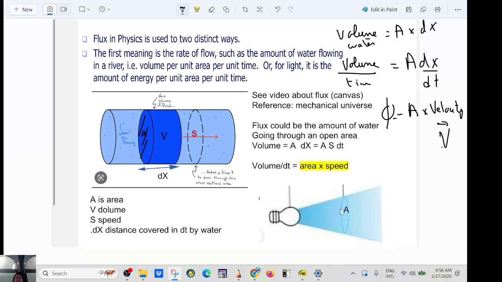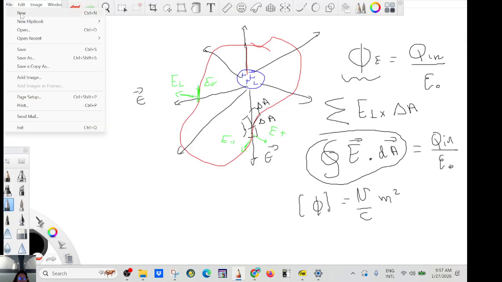Now you can do the same thing for light. You can find the amount of light, or the amount of radiation. So let's say you have uranium and you have radiation. You can define the amount of radiation going through an area A. That will also be the flux. Okay, so let's try to understand that because it's such an important concept.